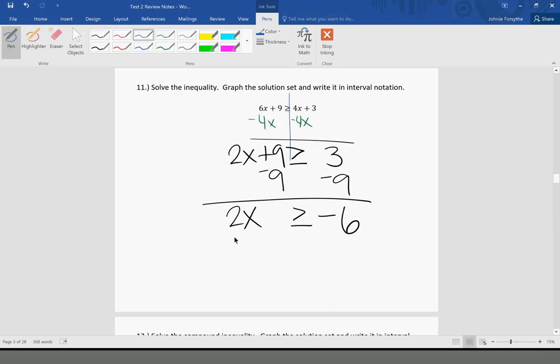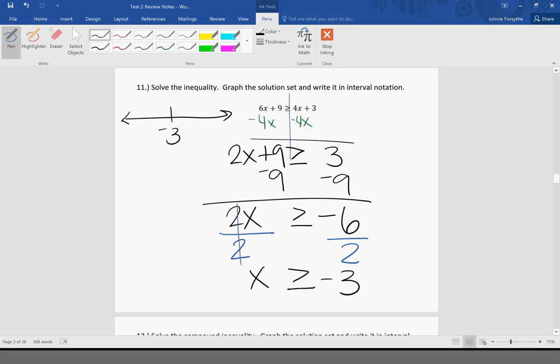And I want to solve for x. I'm going to divide by 2 on both sides. So 2x divided by 2 is just x is greater than or equal to negative 6 divided by 2, which is going to be negative 3. So now it says to graph the solution set. I'm going to graph it here. Now I'm going to have negative 3 in the middle. So all of my values greater than negative 3 are to the right.